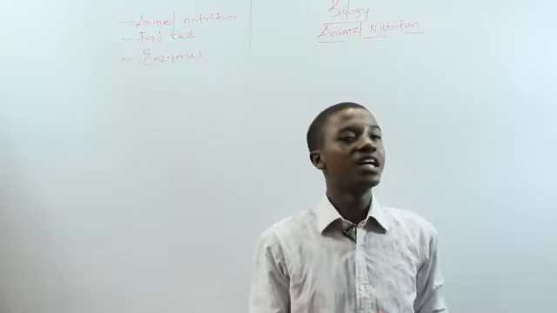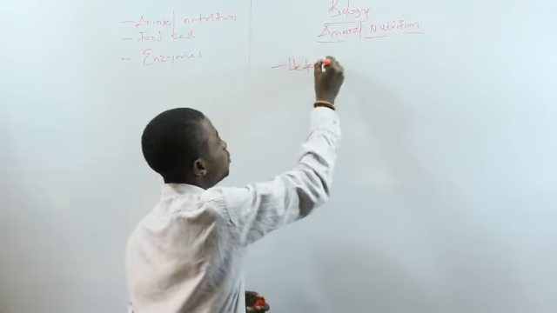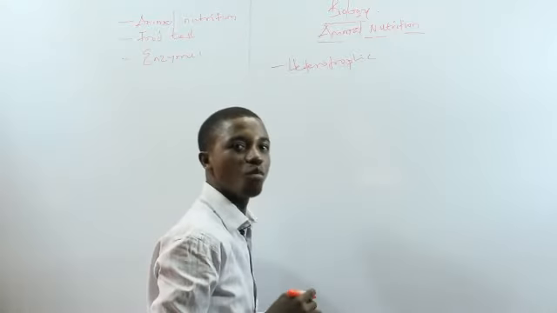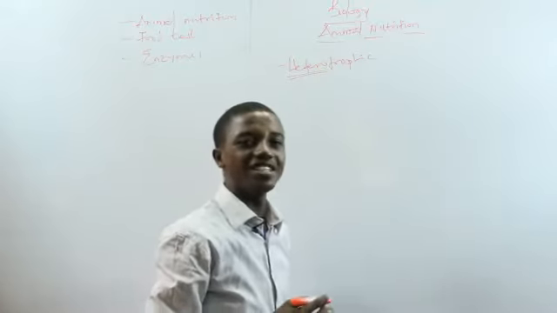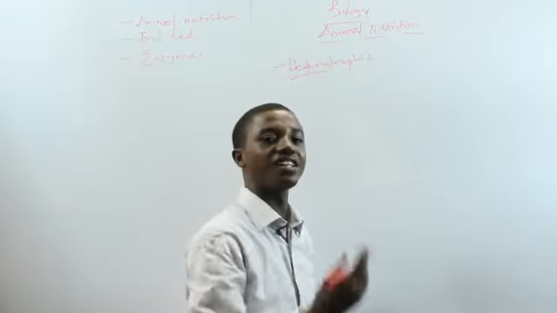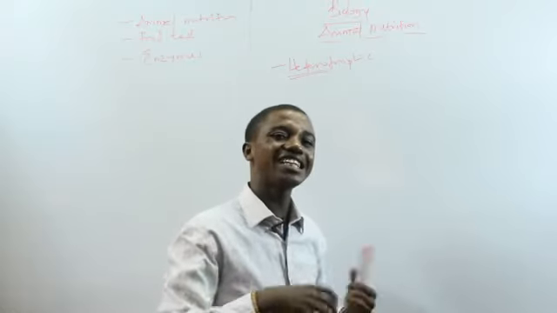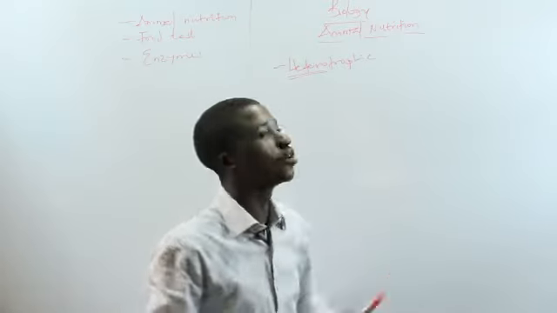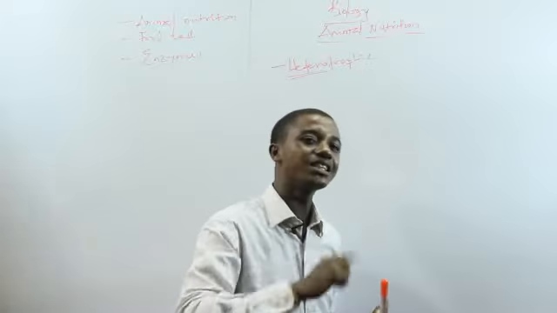Animal nutrition is also known as heterotrophic mode of nutrition. The word hetero talks about an organism depending on another organism for food. The word hetero talks about an organism lacking the ability to provide food by itself, depending directly or indirectly on other organisms for food.